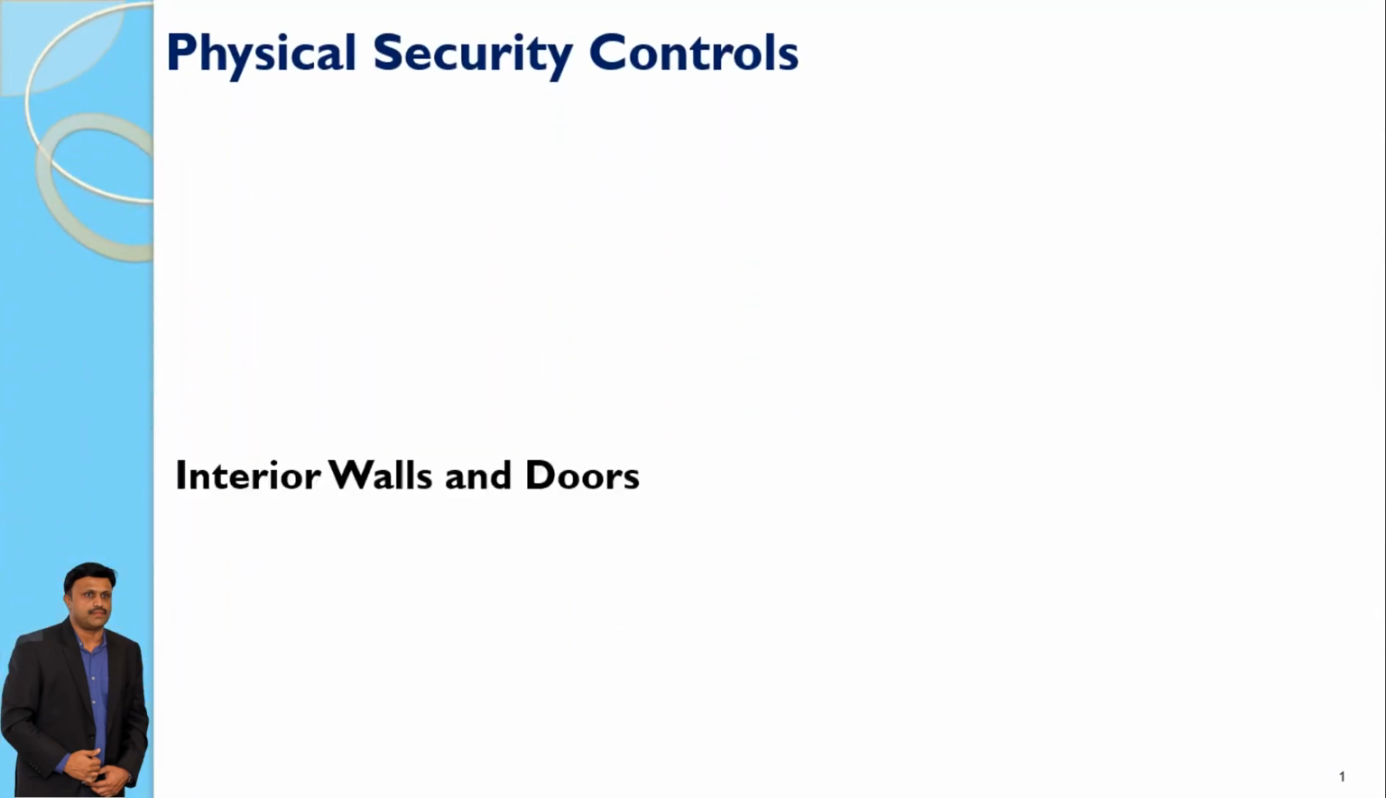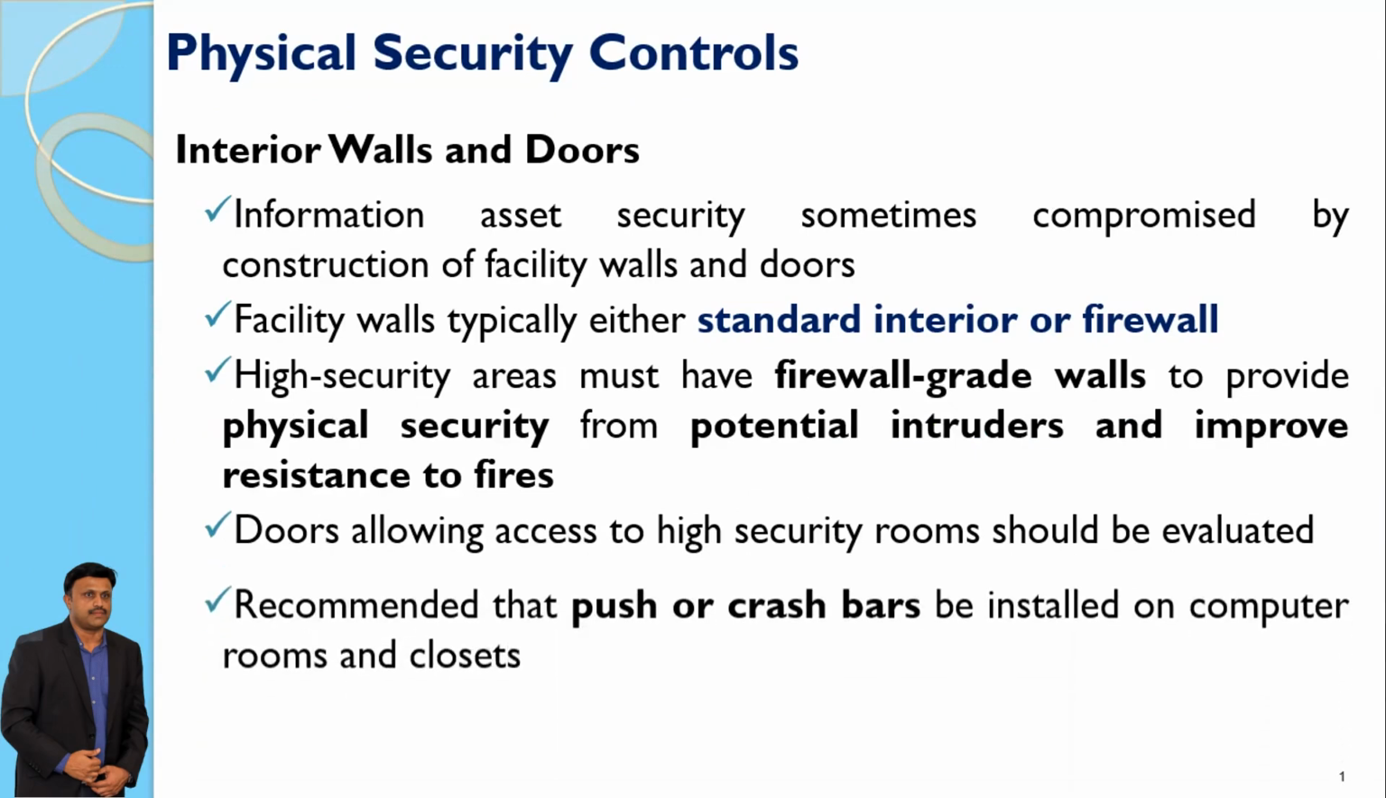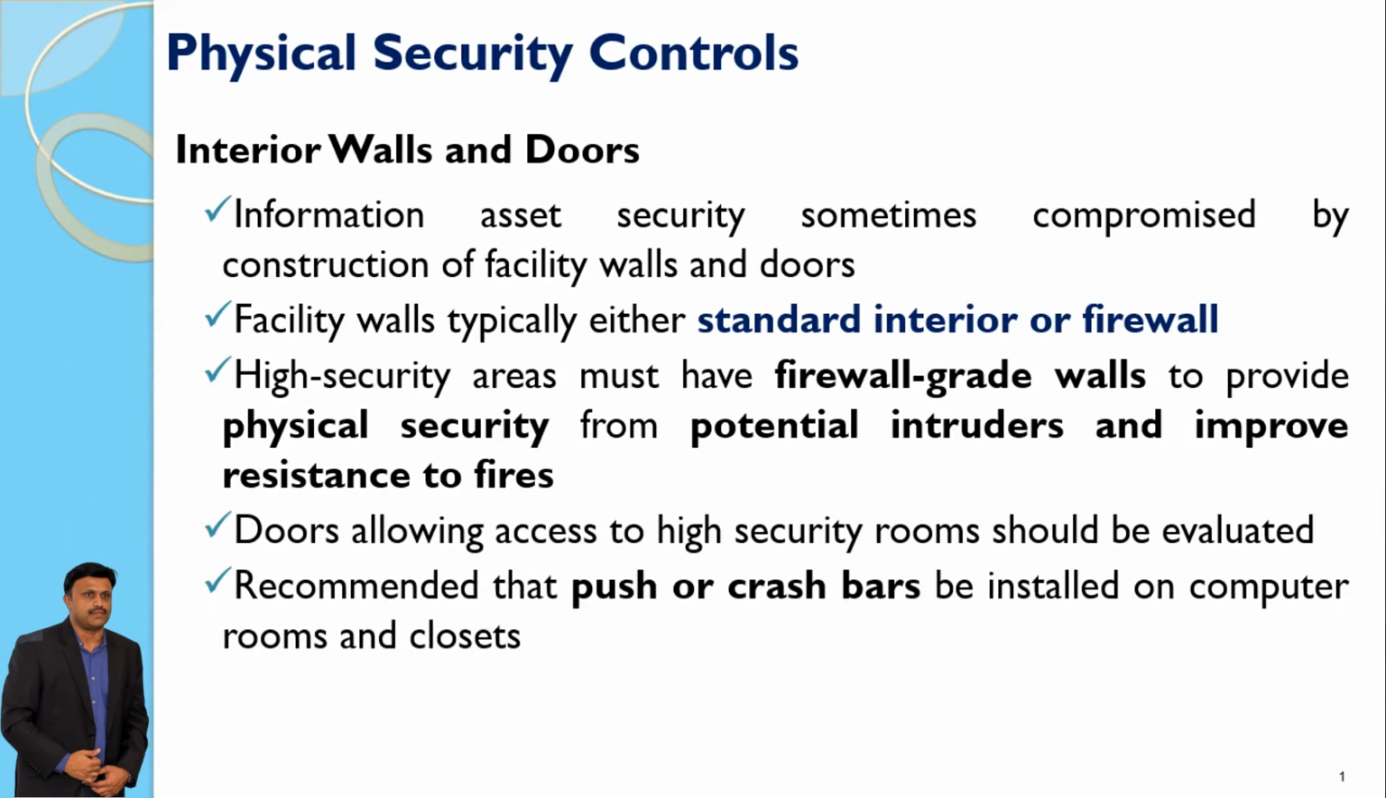Interior walls and doors are crucial for security. High security areas should have firewall-grade walls to provide physical security and improve resistance to fires. Doors to high security rooms should be evaluated, and push or crash bars are recommended.